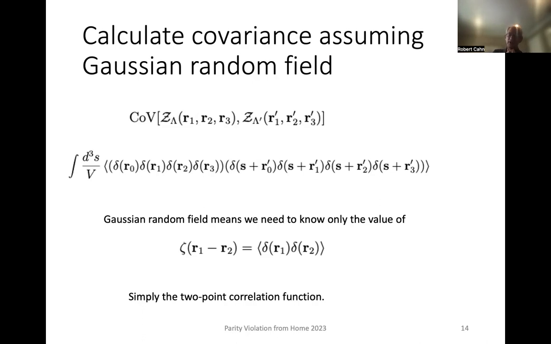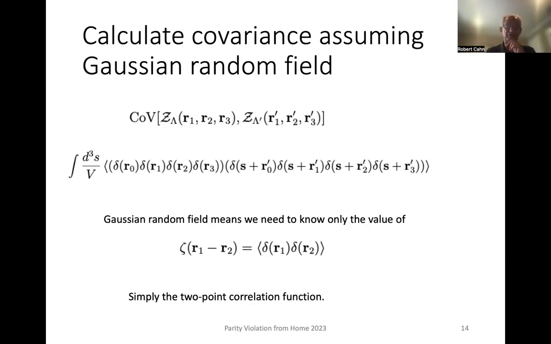And the idea here is that we want to know what is the covariance between the measurements of the correlation at one location of values of r and values at r prime. And this can be computed formally in the way that I've written down. Now, how can we make any progress? This is hopelessly complicated. The way we make progress is we assume that the delta, the fluctuation in the density, is a Gaussian random field.